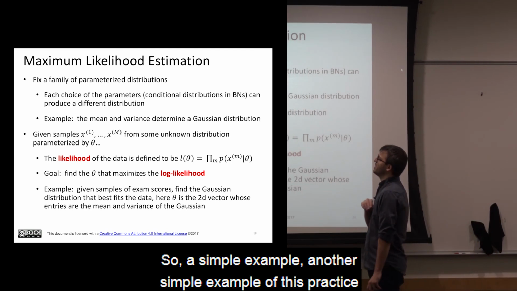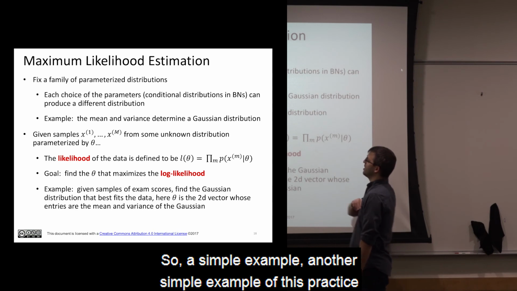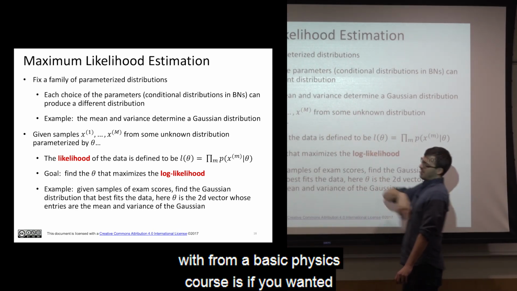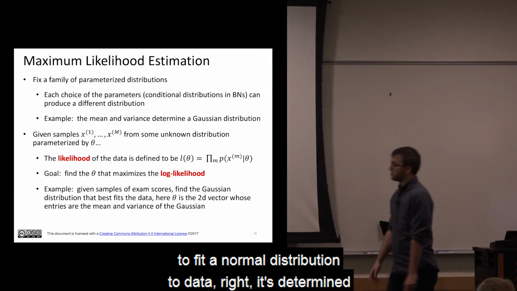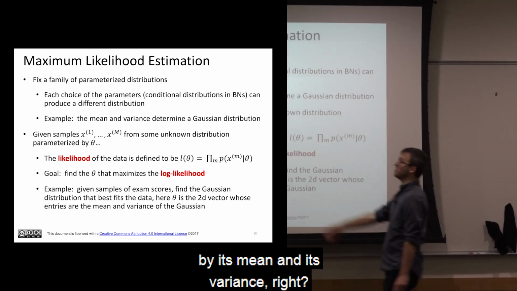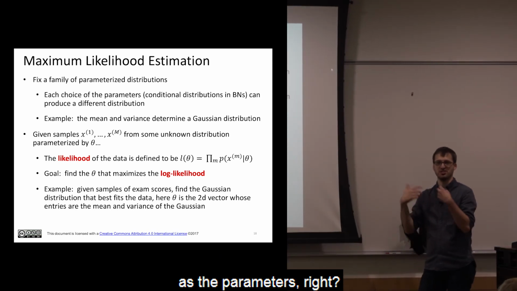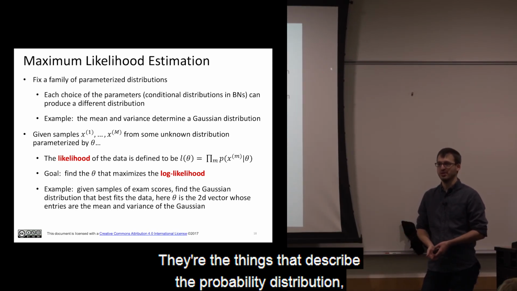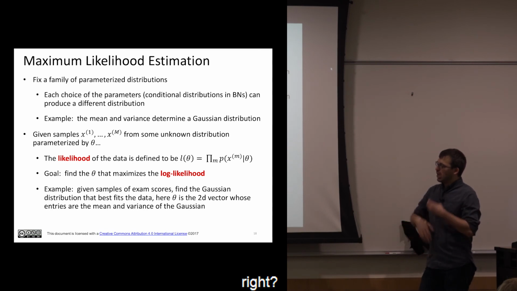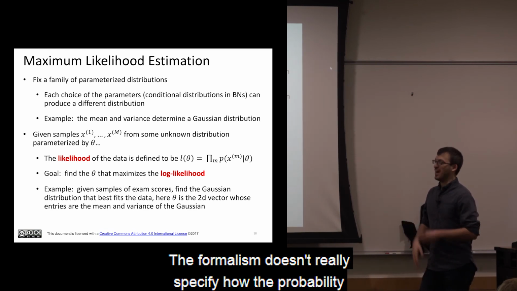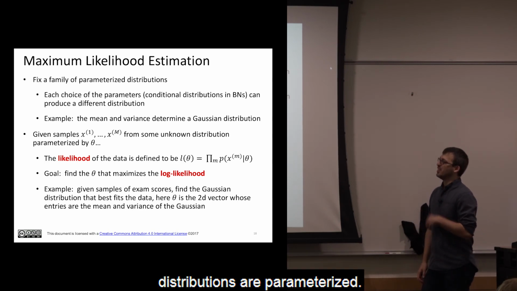So another simple example of this in practice that you're probably familiar with from a basic statistics course is, if you wanted to fit a normal distribution to data, it's determined by its mean and its variance. So we can think of the mean and the variance as the parameters, the things that describe the probability distribution. More generally, we can fit any kinds of probability distributions. The formalism doesn't really specify how the probability distributions are parameterized.